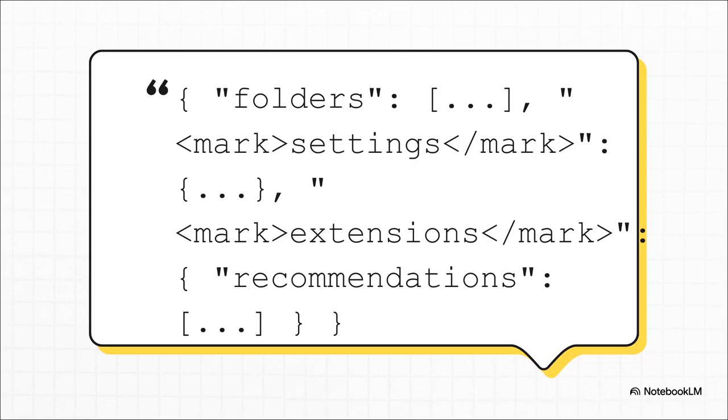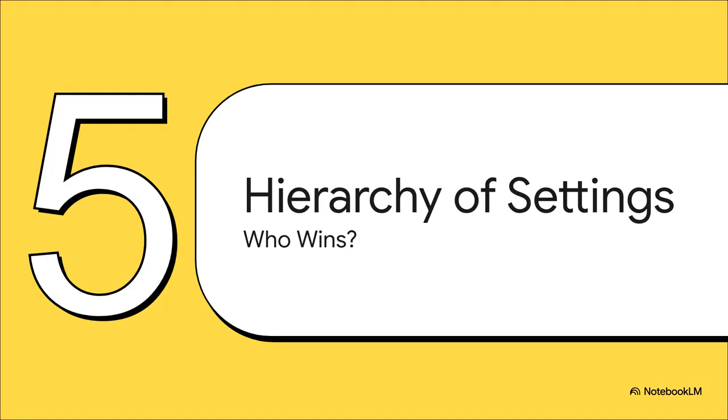And if you crack open that file, this is pretty much what you'll see. It's just a simple JSON file. You've got a folder section that lists all your directories. You've got a settings section where you can enforce project-wide rules like formatting your code every time you save. And you have an extensions section, which is awesome because you can recommend the must-have VS Code extensions for the whole team.